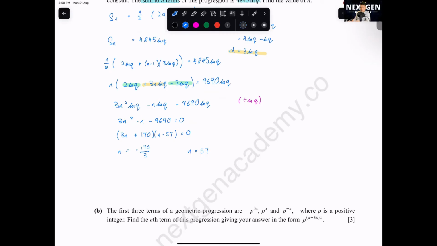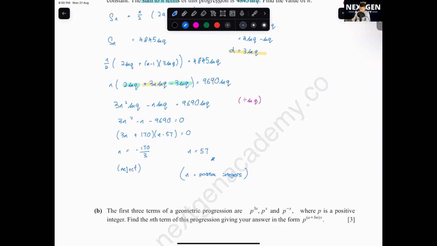Okay, can my n be a negative value? Cannot. So we need to reject this one. This is my only final answer, because the criteria for n terms is only positive integers when we do arithmetic and geometric progression. So make sure you reject, even though mathematically you can calculate it, you have to reject the values there.